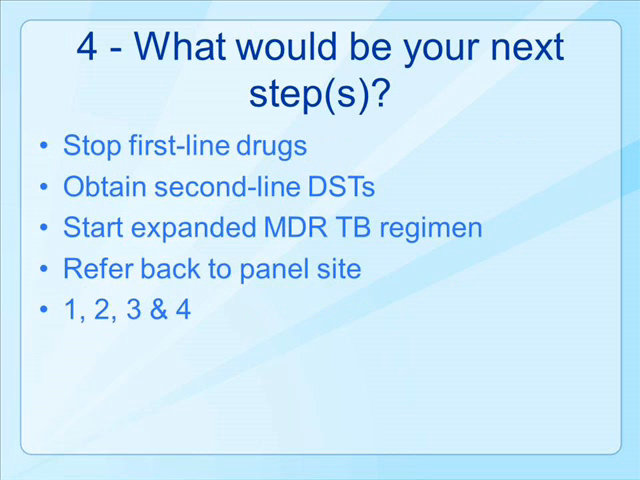So what might be your next steps here? Stop the first-line drugs, obtain second-line drug susceptibility tests, start an expanded MDR-TB regimen, refer back to the panel site for treatment, and, of course, all of the above is one of the choices, or no vote. All of you could be the RTMCC consultants, I suppose, because I agree with all of the above.